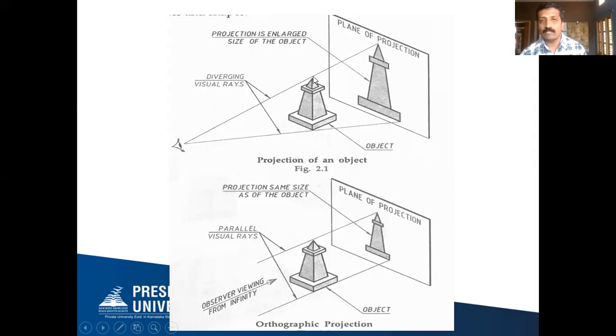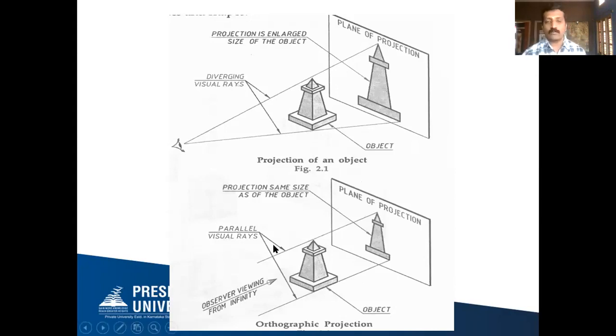So assume that this is my end point, the outline or the end point, okay, that I have identified. Randomly I am drawing the projector line over here. Okay, so that's why I am getting a bigger size, or even you may get the smaller size also, depending upon the distance where you are standing, with respect to your object.